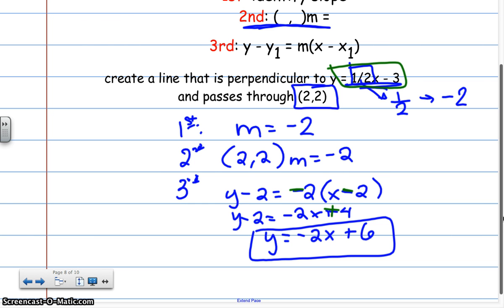So the only new part is identifying the negative reciprocal slope. That's the only new part that you have.